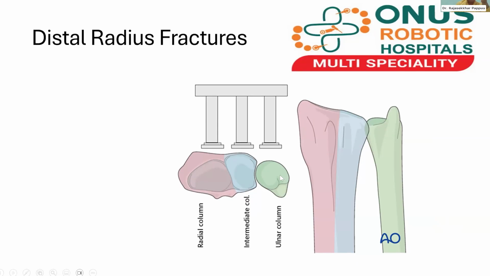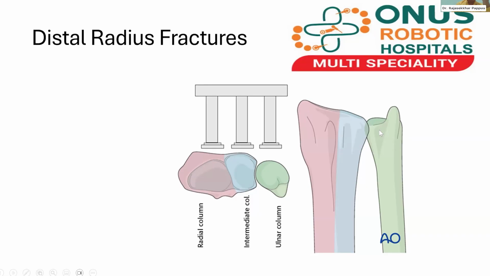So when you see an X-ray, you understand the fracture pattern, biomechanics, and how complex it is when you treat it. These columns are very important for deciding how to treat it. Is it simple or complex? Looking at the columns, how many columns are involved in the fracture? Sometimes it might involve only the radial column, maybe a radial styloid fracture. Sometimes it might involve the intermediate column. Sometimes it might involve the ulna also. That is a more complex fracture.